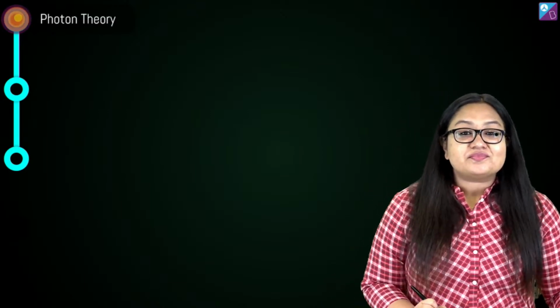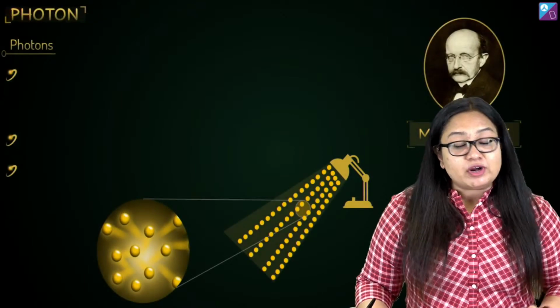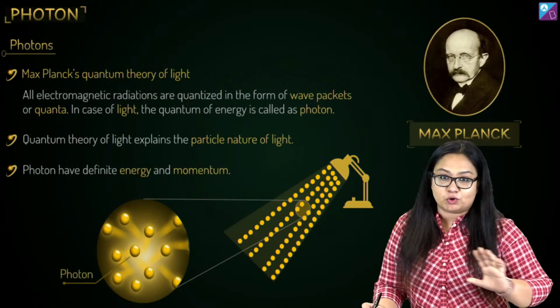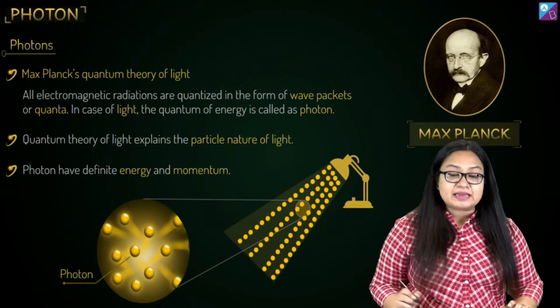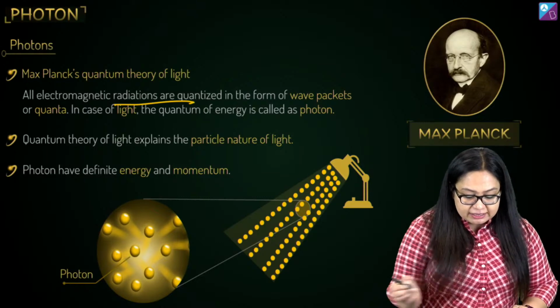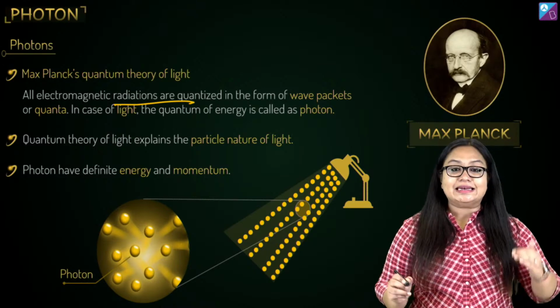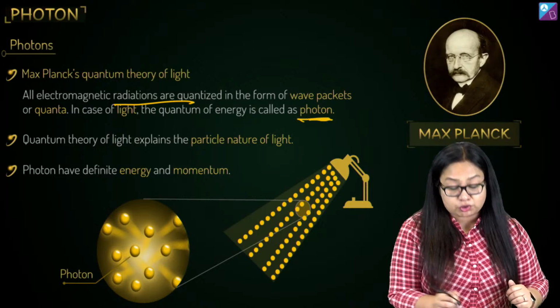So, now let's start with photon theory. As I've told you before, yesterday we had a very small introduction to photon theory. So we understood that in 1900, Max Planck gave the quantum theory of light, and he said that all electromagnetic radiations are quantized in the form of wave packets, or quanta. In light, those wave packets, those energy packets, are called photons.